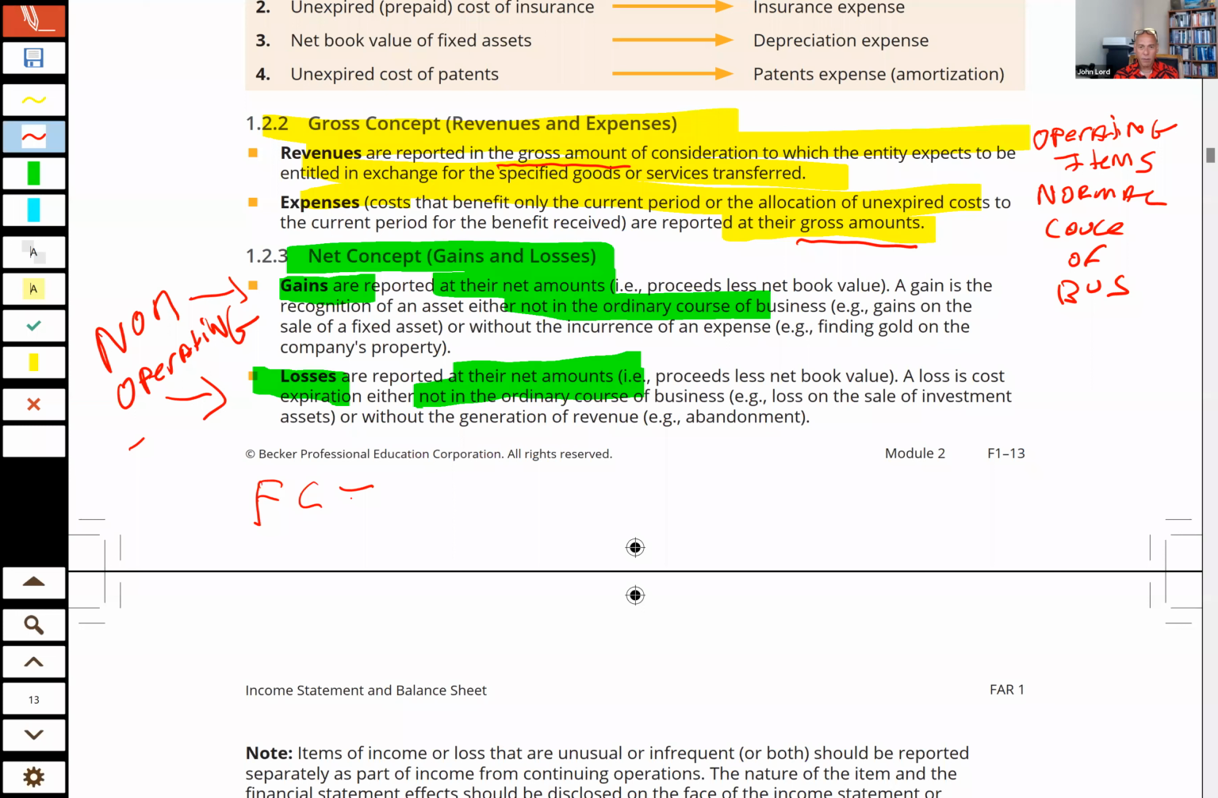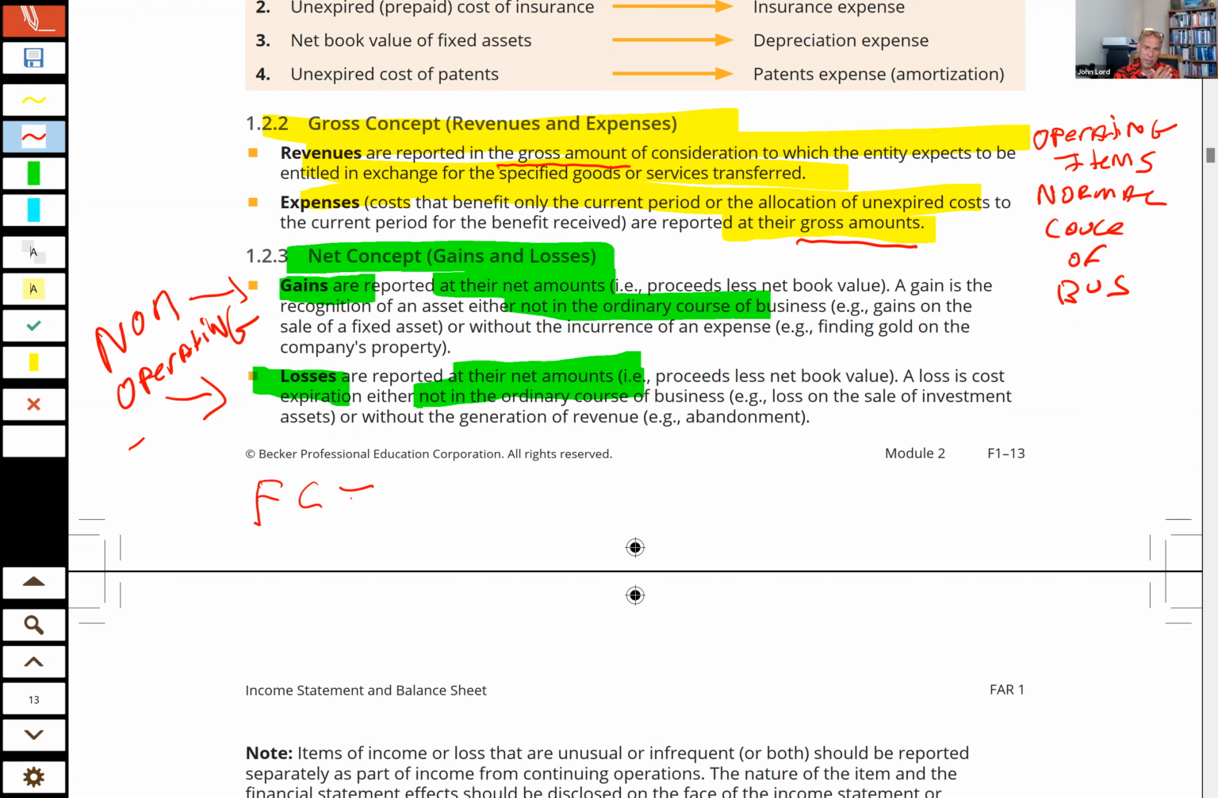Compare revenue and expenses to gains and losses. That's on the blank side of the card.